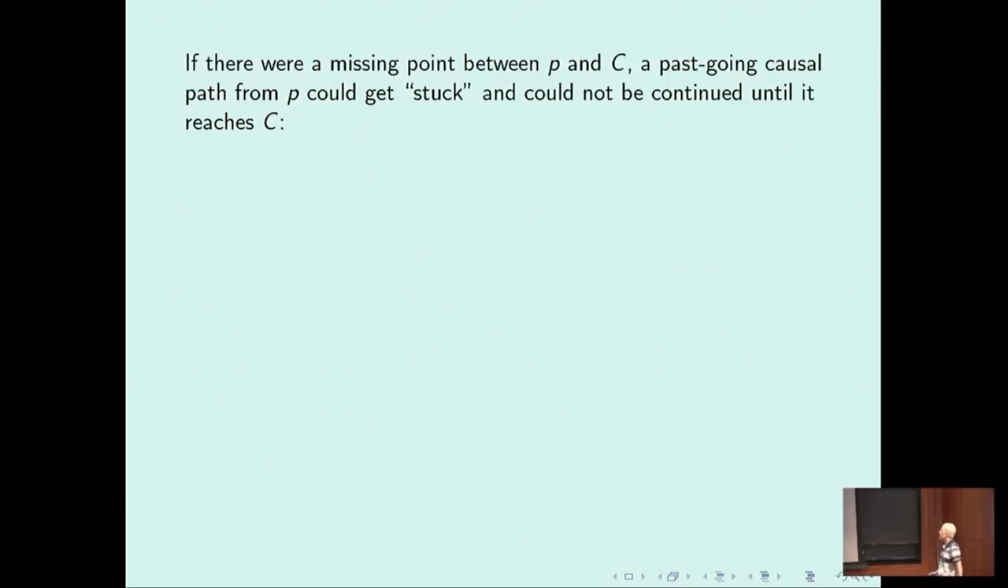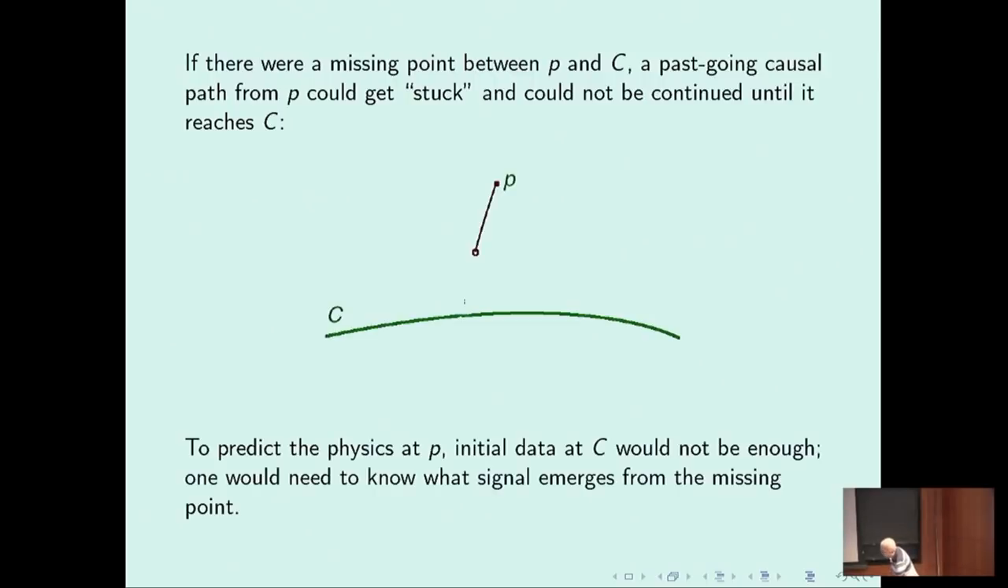So informally, if you were missing a point between P and C, a past-going causal path could get stuck and couldn't be continued until it reaches C. So here that's meant to be a little hole, a point omitted from the spacetime. And here there's a signal that can reach P that has nothing to do with what there was on C. In this spacetime, initial data at C is not enough to predict what you'll see at P. You need to know what signal arises from the missing points.